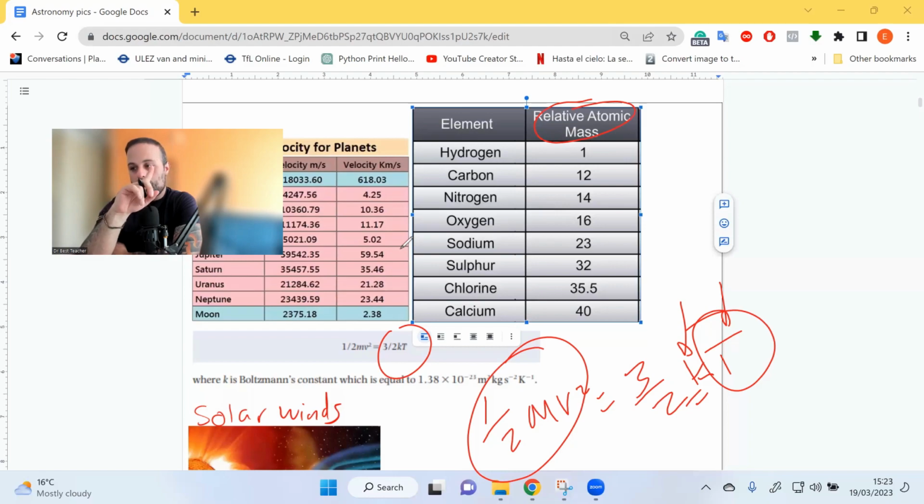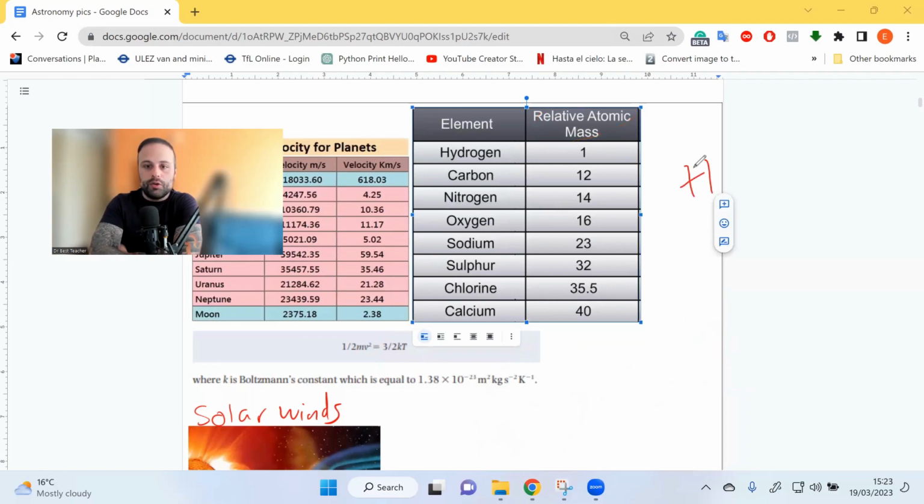Now, hydrogen molecules, if you did your chemistry, you remember you could write hydrogen like this, 2, 1. That's one form of hydrogen. There are different forms of hydrogen. And oxygen has a molecular mass of 32.